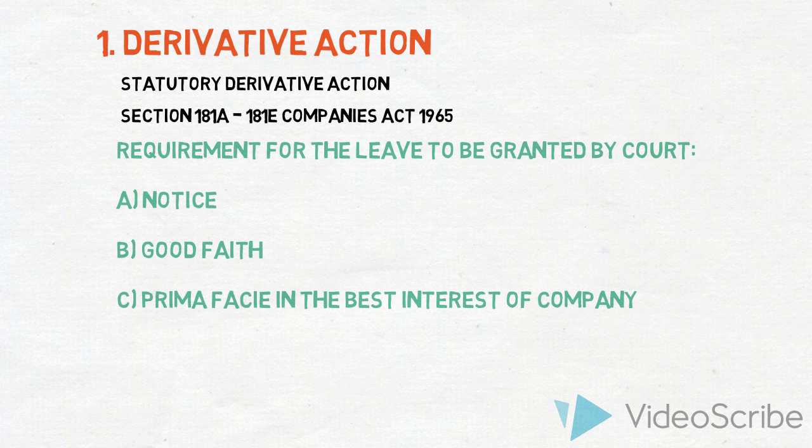The purpose of this compulsory notice is to first give the company the opportunity, through its board of directors, to consider its right and course of action. After the 30-day notice, a complainant can make an application by originating summons for leave of the court as required by Section 181B of the Act.